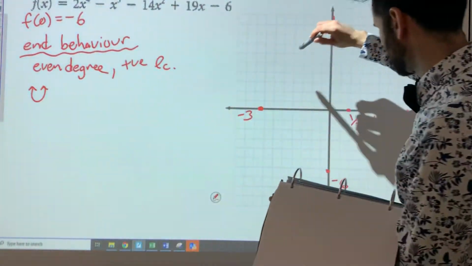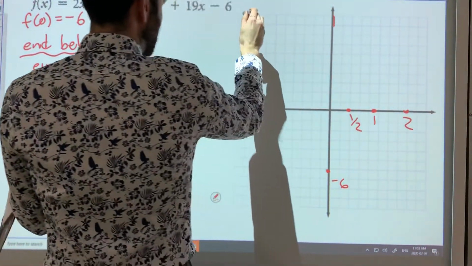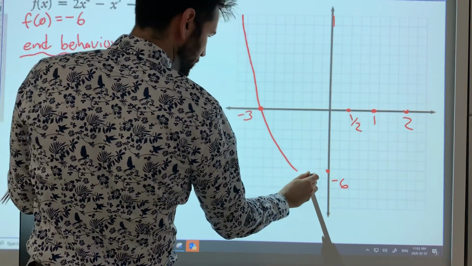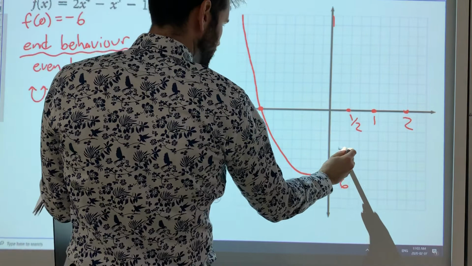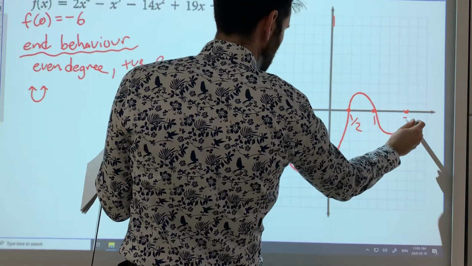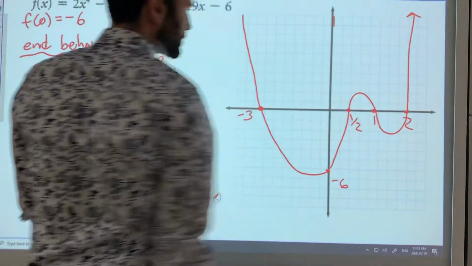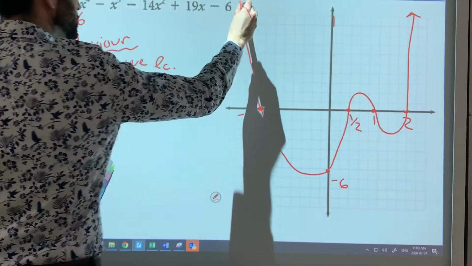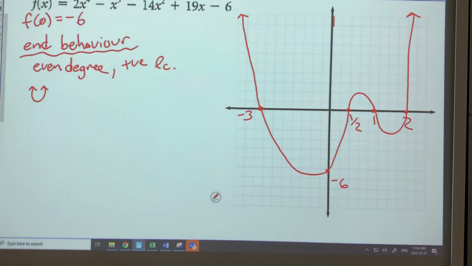So let's see if I can do this. My shadow always gets in the way, so my sketch always looks a little funny. We're going to come through like this, hit that, we have to hit that, come through and end up. I forgot my arrow over here, which would lose me half a mark on the exam. There.